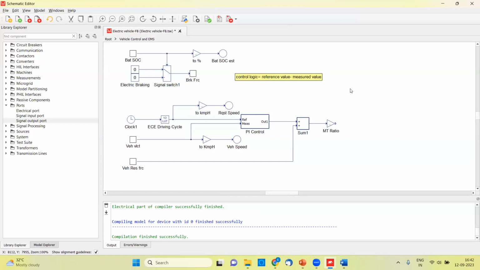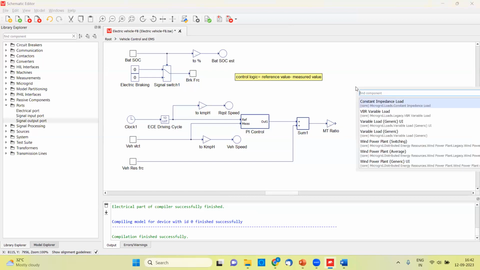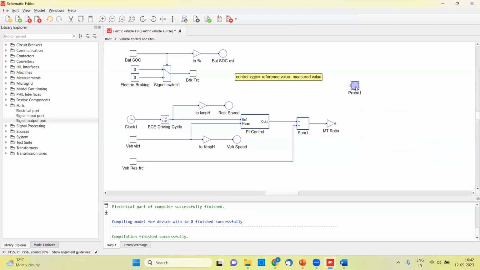So I'm going to connect one probe over here, and I will connect the EM ratio with this probe. I'm going to name it DCM torque requested. Why I'm using the term requested, like requested speed and requested torque, is because according to the drive cycle, this is what is desired, and the measured value will obviously be different from this. Now this is again torque, so this is a mechanical signal.